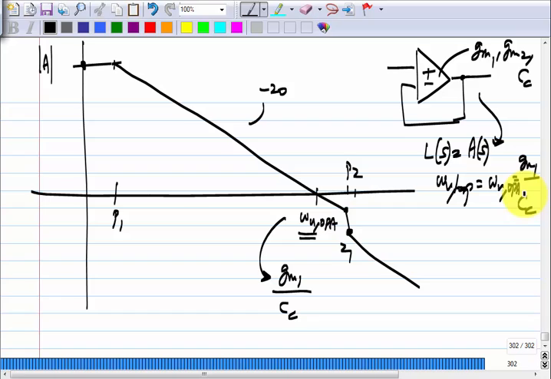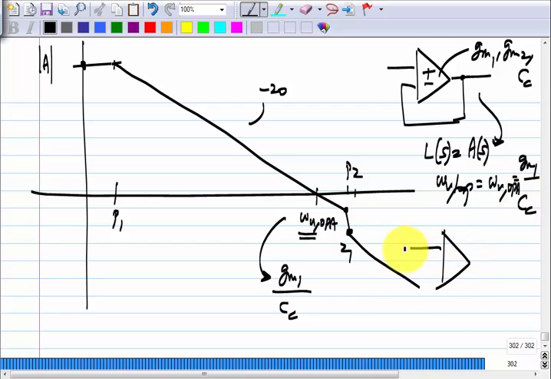And you have to make sure that if you have an application like this, the second pole is well beyond this unity loop gain frequency. That's what is relevant. The unity gain frequency of the op amp itself is not directly relevant, though everything will depend on it. But when you place it in unity feedback, the unity loop gain frequency will be the same as the unity gain frequency of the op amp.